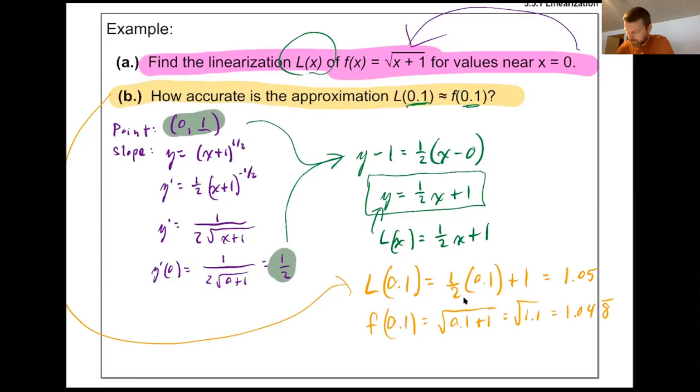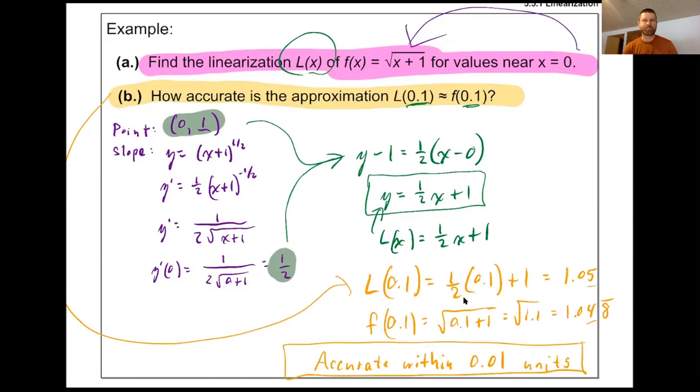It looks like I'm within 1/100th, right? Here's 0.05, that's 0.048. I'm definitely within 1/100th. So I am accurate within 0.01 units. All right, that's linearization. It's finding a tangent line.